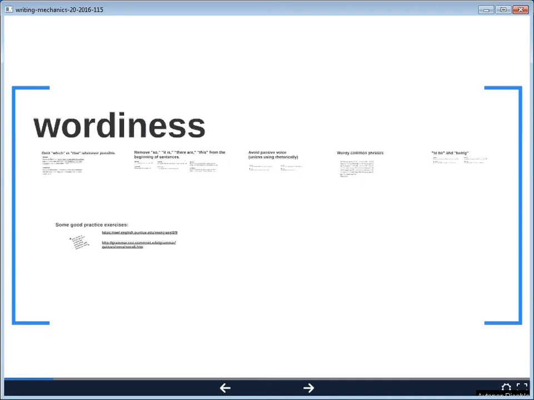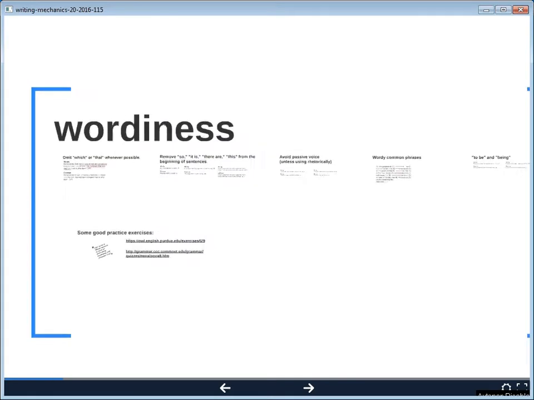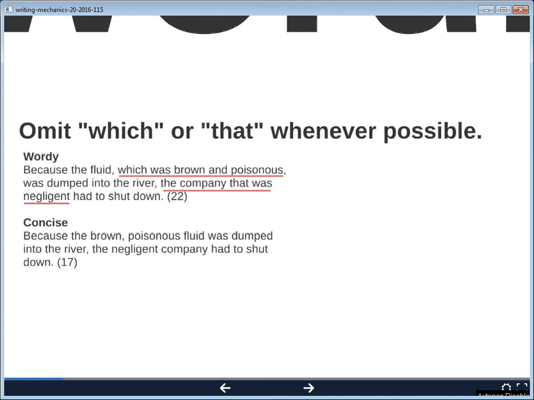One of the biggest problems that we come across is wordiness, using excess words, unnecessary words, to make the same point that could be made using much fewer words. So here are some good strategies for reducing wordiness in your writing. Get rid of words like which or that whenever possible.